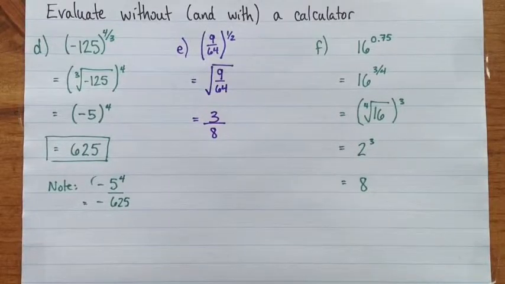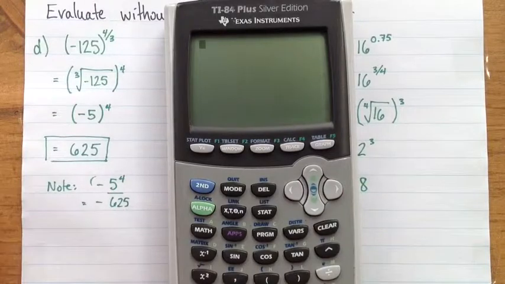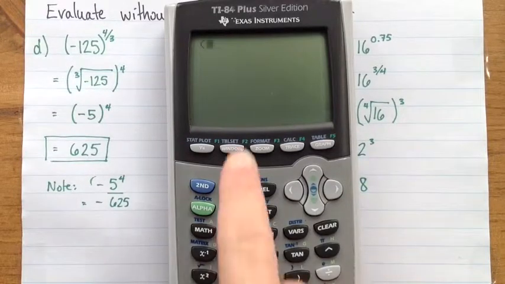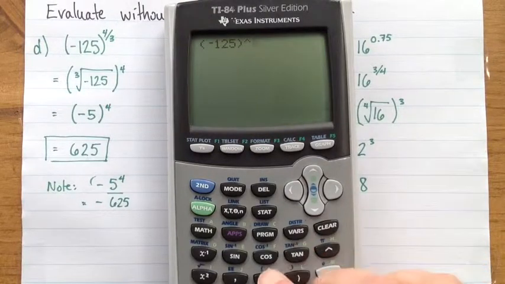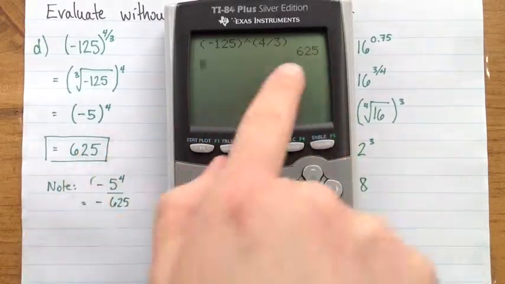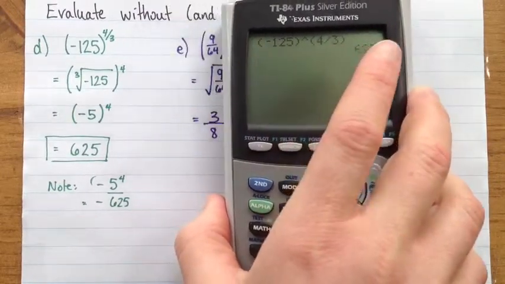Okay, now I'll just check all these on my calculator. So negative 125, it's important to put that in brackets. Negative 125, close brackets, to the exponent, and then we've got to put the exponent in brackets too. The exponent of 4 over 3. Good, that's 625. If you don't use either of those sets of brackets, you'll get the wrong answer, so be really careful.